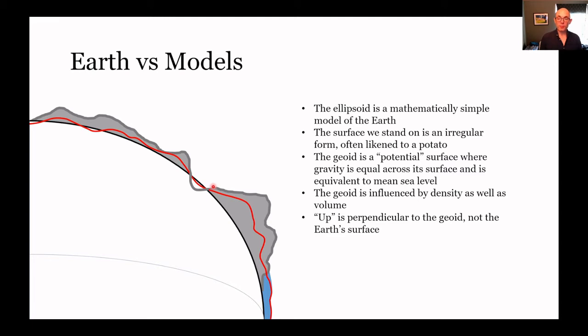Up and down are perpendicular to the geoid, not to the surface of the Earth or to the surface of the ellipsoid, as we experience them. When we define them in the coordinate system, obviously up and down then become relative to the ellipsoid. So there we have a small problem that needs to be adjusted. Beyond the scope of this course, definitely beyond the scope of this lecture, but for those of you who are reading surveying, you will encounter this in more detail.